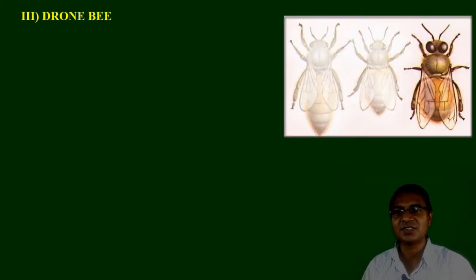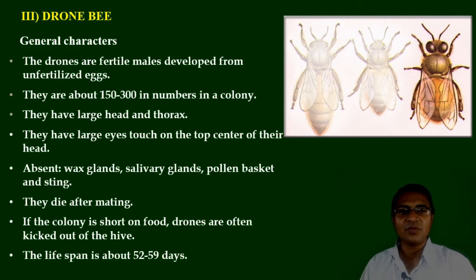Now the third caste, that is the drone bee. What are the general characters of the drone bee? The drone bees are fertile males developed from the unfertilized egg, while the queen and the worker bees develop from the fertilized egg. But the queen is the fertile female, the worker bee is a sterile female, while the drones are the fertile males which develop from the unfertilized egg.